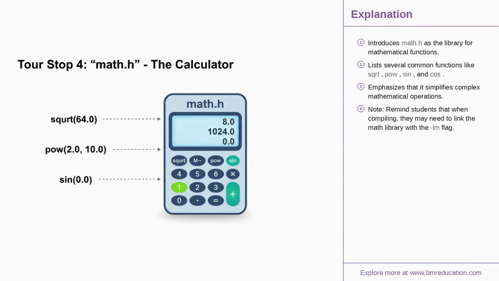For any program that needs to perform mathematical calculations, math.h is your go-to header. It provides a comprehensive set of functions for everything from basic arithmetic to advanced trigonometry. Need a square root? Use sqrt. Need to raise a number to a power? Use pow. It also includes functions like sine, cos, and log, turning complex math into simple, single-line function calls.